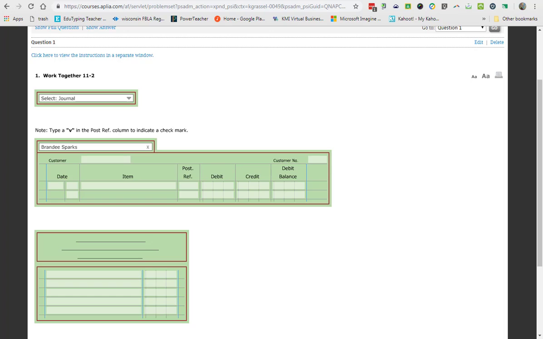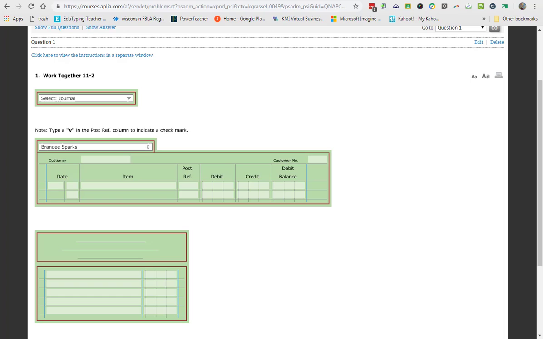Moving left to right from down below, you're going to see we have our date column, just like before. Item column, just like before. Post reference, debit, credit, and then again the main difference from yesterday to today is instead of it saying credit balance, we have debit balance. But really, all we're doing is posting from our journal to our ledger, but now we're just focusing on customers instead of vendors. Everything else is going to roll through exactly the same as what we did.